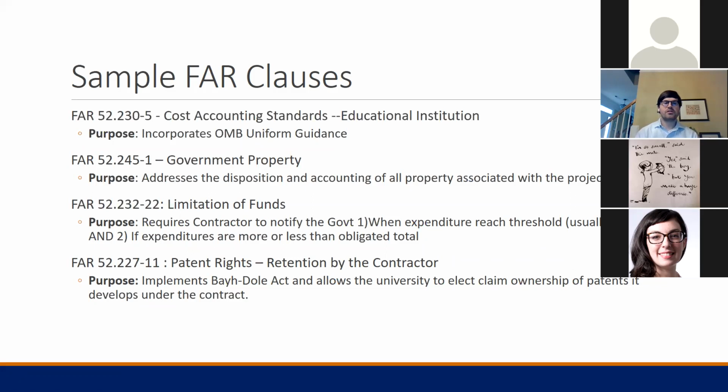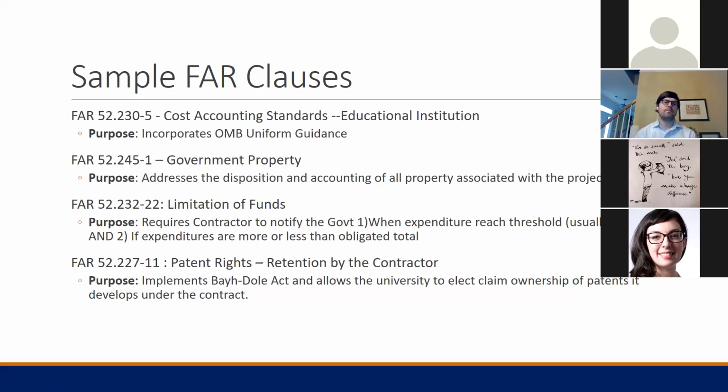Limitations of funds, 232.22, which has an additional reporting requirement to notify the government when expenditure thresholds are reached. So this is an important, we touched on post-award financial reporting metric that once the government wants to know when you've gotten to 70% of the total allowable funds, and that's an important thing to make sure we're complying with as a university.